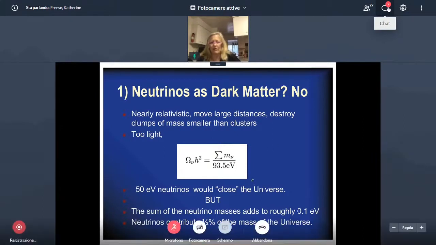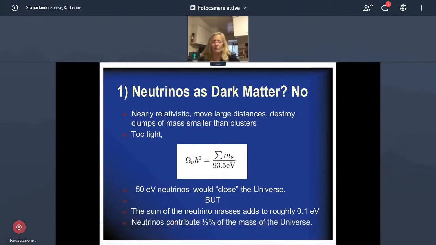The amount of neutrino contribution to the total mass density of the universe is given by this equation, which means that with a neutrino mass of 50 eV, you would get Omega neutrino equals 1. However, as we saw from Massi, the sum of neutrino masses is roughly 0.1 eV. It's amazing how close we are to knowing the answer. And cosmology is one of the most powerful contributions to that, in addition to the experimental efforts. In the end, neutrinos contribute 0.5% of the mass of the universe, so it's not solving the dark matter problem.